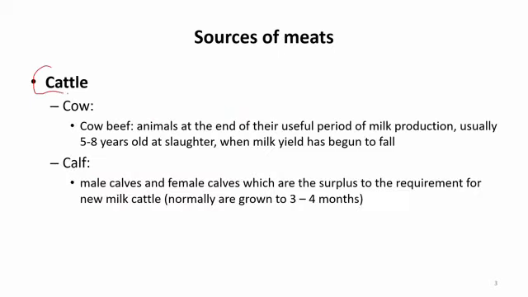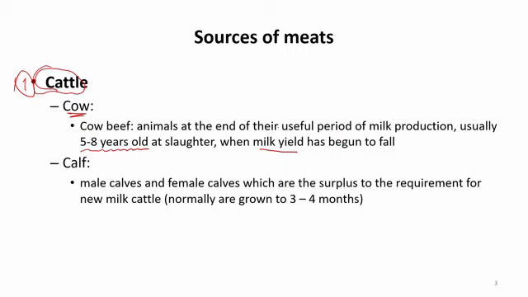Meat for human consumption can be from cattle. Cattle includes cow. Cow means dairy cow, the mother cow, which are raised for milk production. But after 5 to 8 years, the cows are already old. The yield of milk is too low. It's become not economical anymore to keep them as cows to give milk.